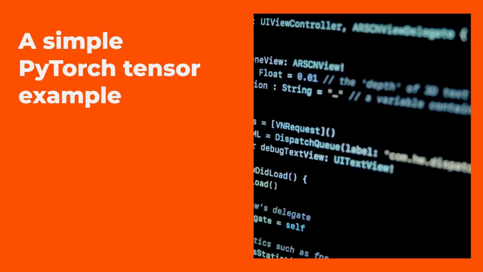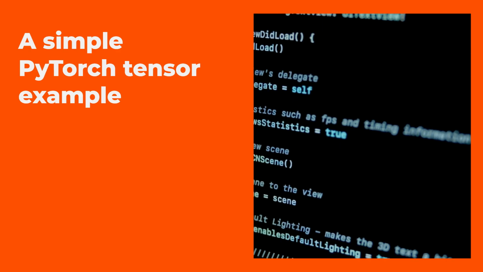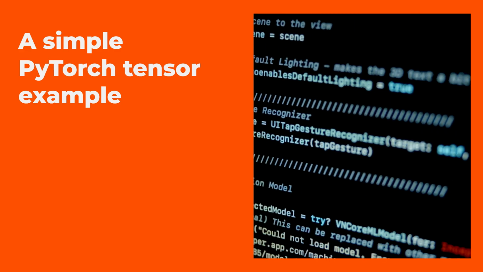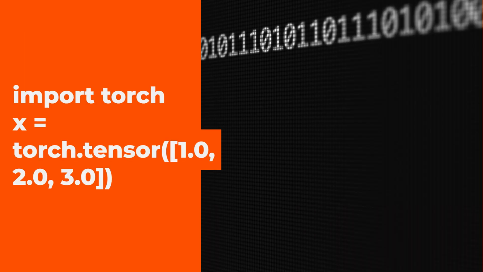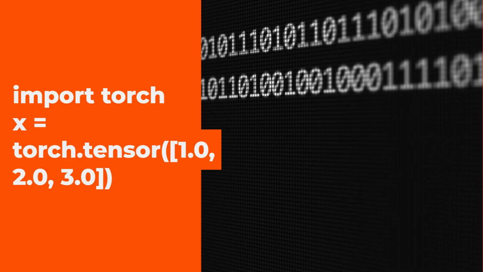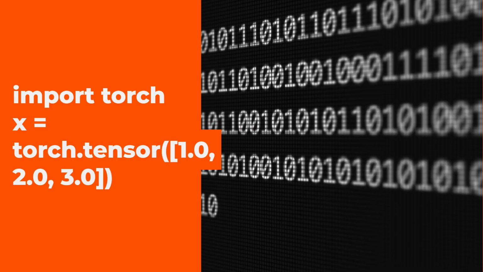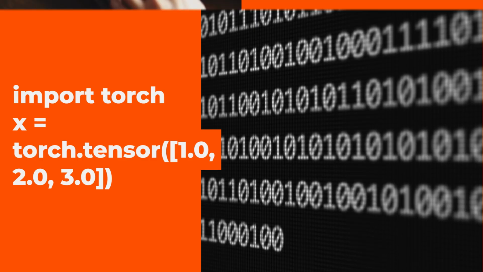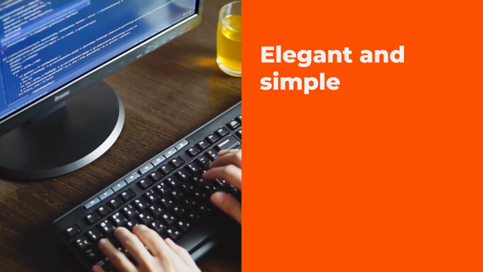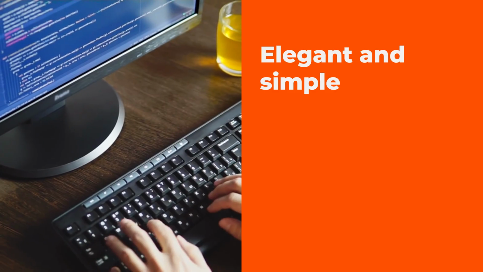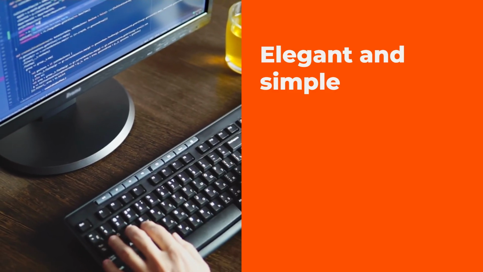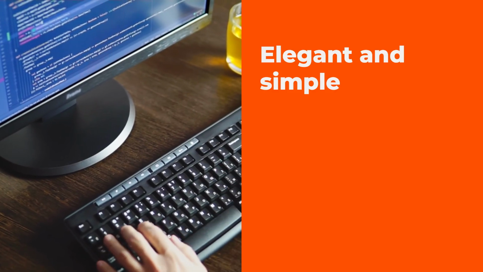Want to see PyTorch in action? Here's a simple example. Using just a few lines of code, you can create a tensor, PyTorch's foundational data structure. Import torch. x = torch.tensor([1.0, 2.0, 3.0]). Print x. This demonstrates PyTorch's elegant simplicity. With just that, you've created a flexible entity for deep learning.